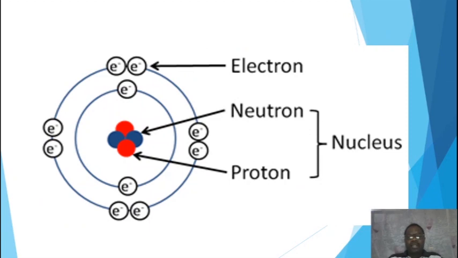Okay, look at the diagram of an atom. When you look at the atom, you see the nucleus is represented by this central part where we have the red and blue. The red are the protons, then the blue are the neutrons. The protons and neutrons make up the nucleus of an atom. Then around the nucleus we have shells. Those shells, you see the electrons revolving around them.